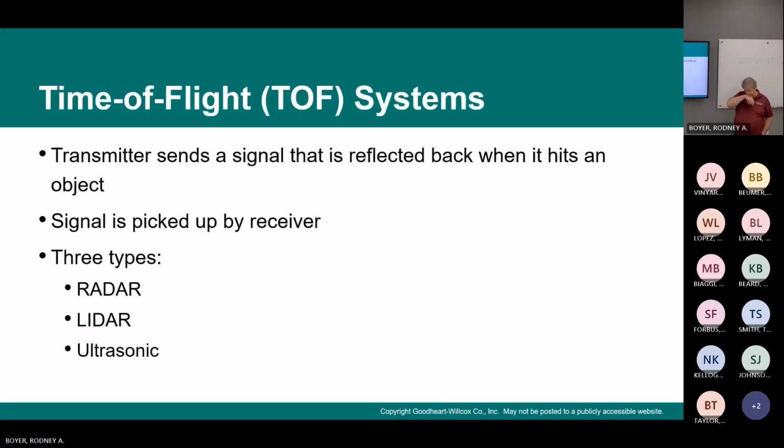Time of flight: radar, LiDAR, and ultrasonic. Those all move at a specific speed. The radar and LiDAR move at the speed of light. And then ultrasonic is speed of sound, generally calibrated for speed of sound at sea level. So ultrasonics are usually not used for time of flight whenever any real high degree of accuracy is needed, because as the density of the air changes, so does the speed of sound.